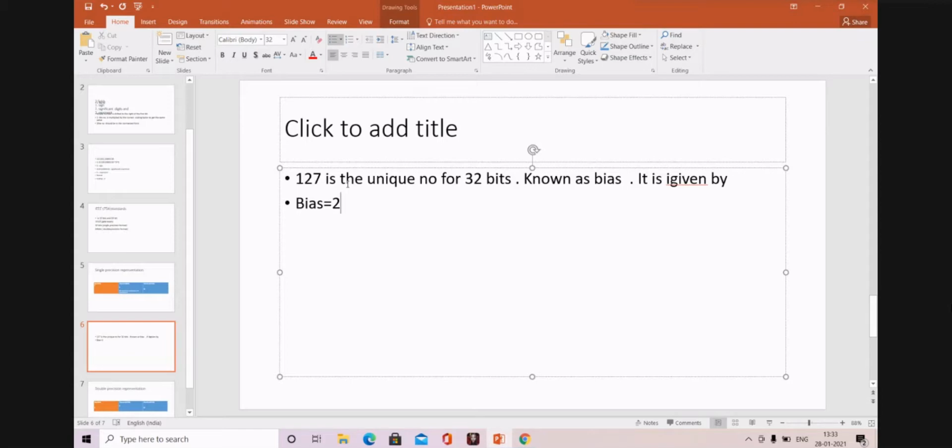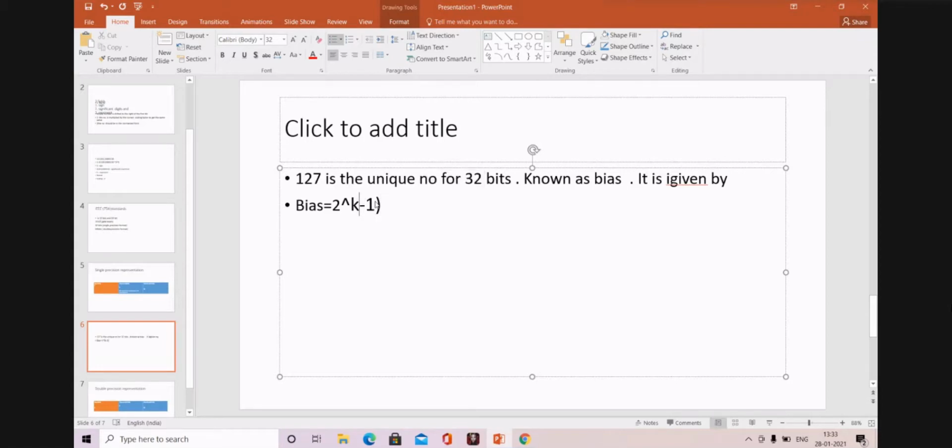I think it's not working, so let it be. So it is to the power of k minus 1. All right, to the power of k minus 1. This should be in the power. Okay, this is power.